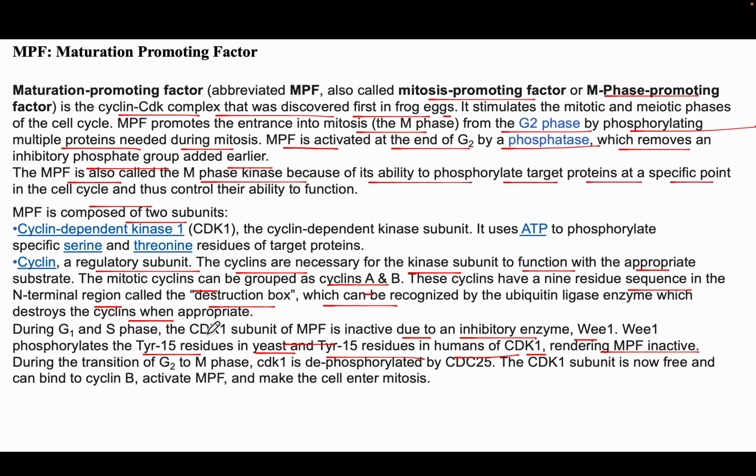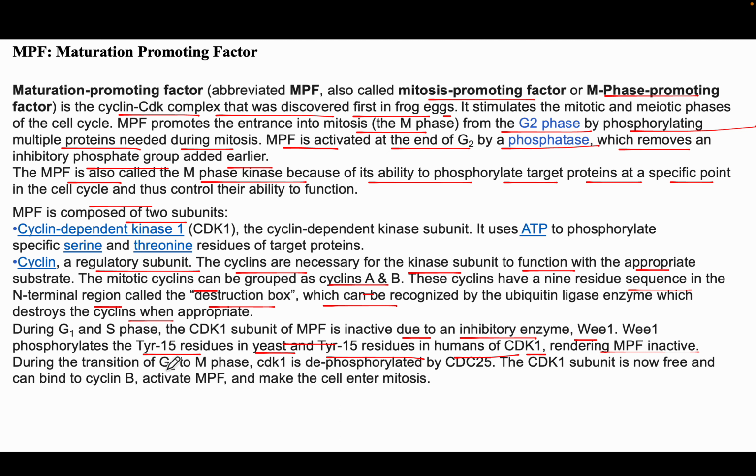During G1 and S phase, the CDK1 subunit of MPF is inactive due to an inhibitory enzyme, Wee1. So what is Wee1? This is a very important enzyme. It is an inhibitory enzyme. It inactivates the CDK1 subunit by phosphorylating one tyrosine residue. It phosphorylates tyrosine 15 in yeast and also tyrosine 15 in humans of CDK1, and it makes the mitosis promoting factor inactive.